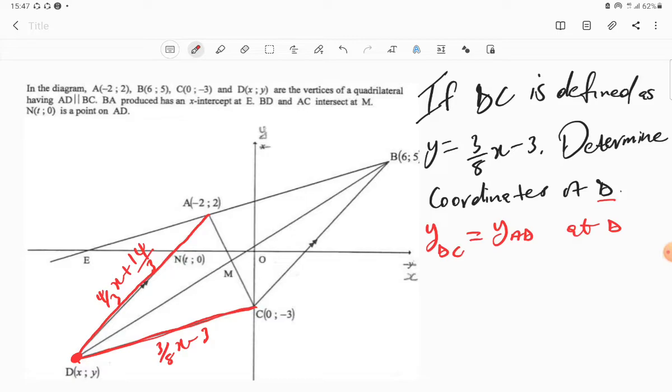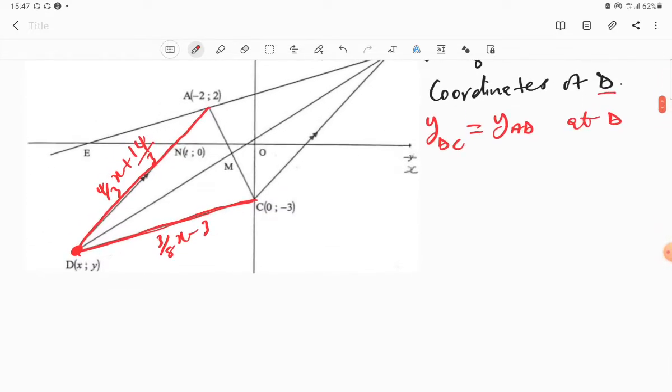So how do we do this one? We are going to equate these equations. So we have said this must be equal to that. So what is the equation of DC? The equation of DC is given by 3 over 8 x minus 3. Let me write it clearly. Minus 3 must be equal to the equation of AD. The equation of AD is 4 over 3 x plus 14 over 3. So this is what we have so far.